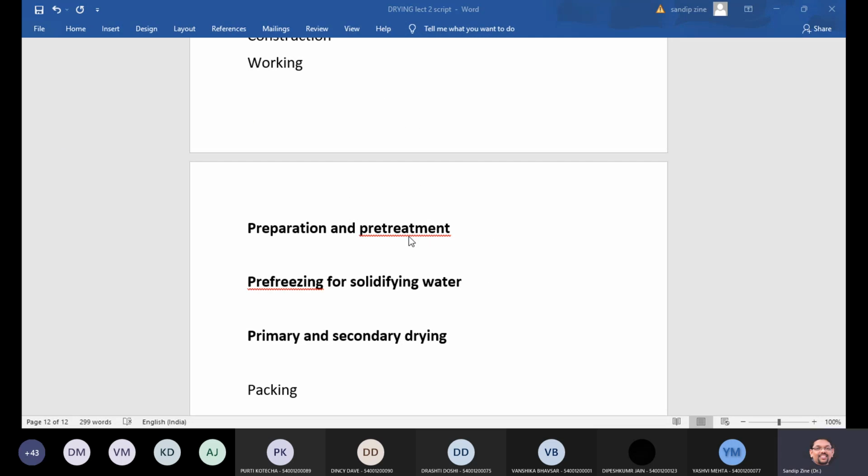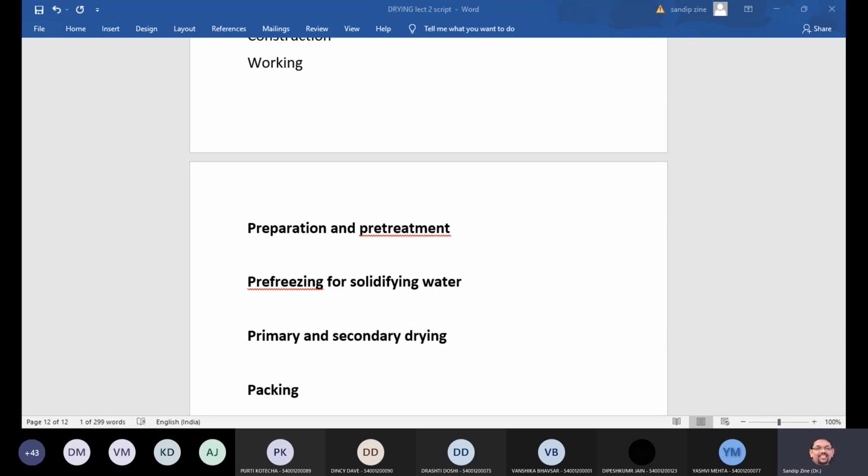Then packing. The last point is about packaging. Secondary drying is also usually carried out for approximately one third or maybe half the time required for the primary drying. Then the fifth point is about packing. So in packing, we can say by replacing the vacuum with the inert gas, bottles and vials are closed. So that is called the packing part.